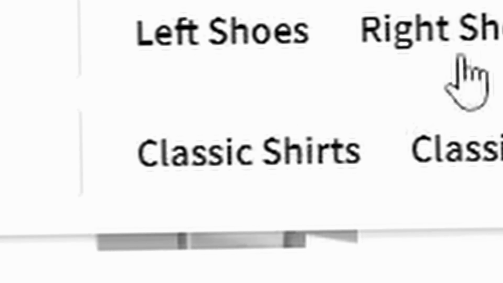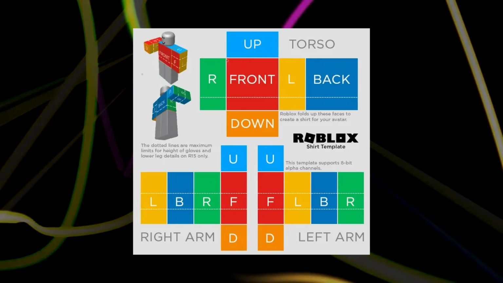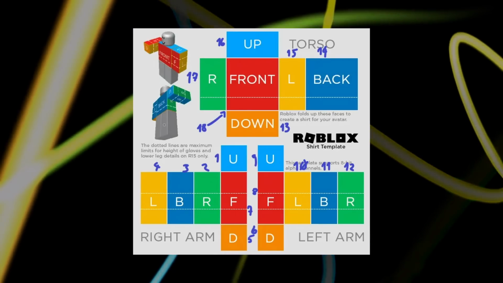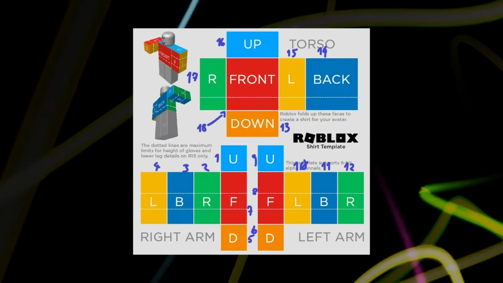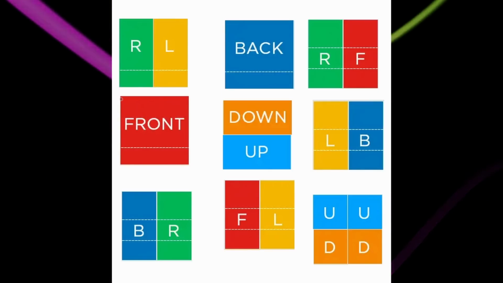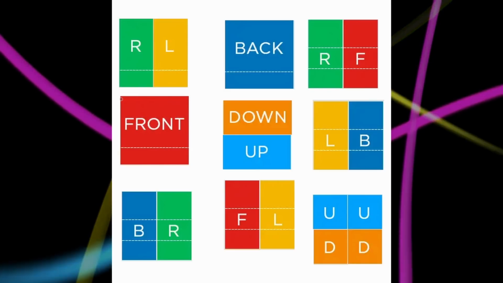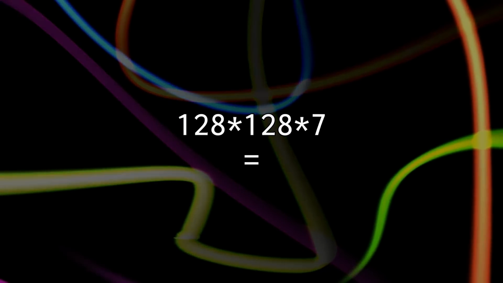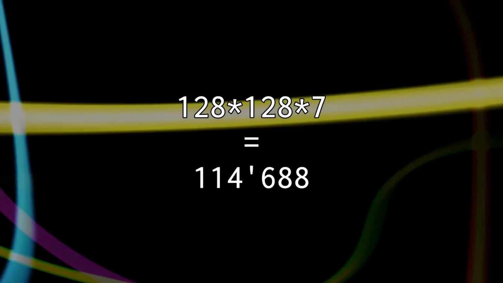Let's start with shirts. So shirts are made with this file right here, and it has 18 sections, each with different lengths, labeled here 1 through 18. Now watch what I'm going to do to this file. Now, each 128 by 128 section is highlighted, so we have 7 distinct 128 by 128 sections, as you can see here. Now, to get the amount of total pixels in each shirt file, you multiply 128 by itself, then multiply it by 7. This gives you a total of 114,688 pixels.